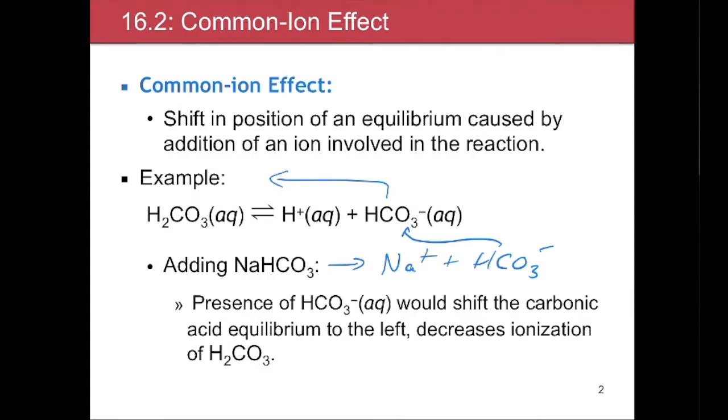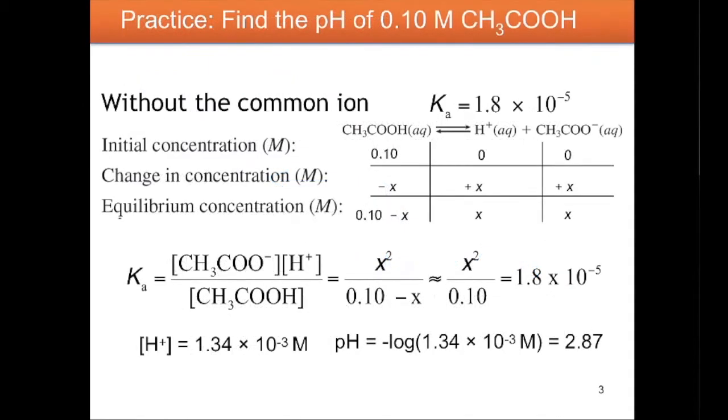So the presence of bicarbonate would shift the carbonic acid equilibrium to the left, and it decreases the ionization of carbonic acid, which means that we have fewer products, right? That makes sense. Add a product, the reaction shifts to the reactants, thereby the H2CO3 would ionize less than it would otherwise. So let's go through a quick example, and we're going to compare the pH of 0.1 molar acetic acid on this slide with 0.1 molar acetic acid in the presence of sodium acetate in the next slide.